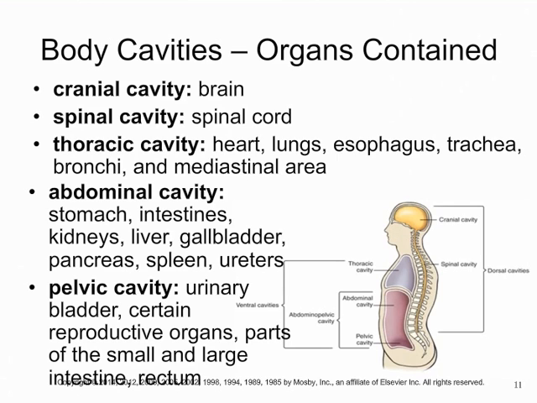The abdominal cavity is in the upper portion, right underneath the diaphragm. So you have your stomach, intestines, kidney, liver, gallbladder, pancreas, spleen, and the ureters, which are a part of the urinary system. At the bottom, you have the pelvic cavity, and that's really where your bladder, your reproductive organs, certain parts of the small and large intestine, and the rectum are located. There's really no physical divider between the abdominal cavity and the pelvic cavity. So sometimes it's just called with one term abdominal pelvic cavity.